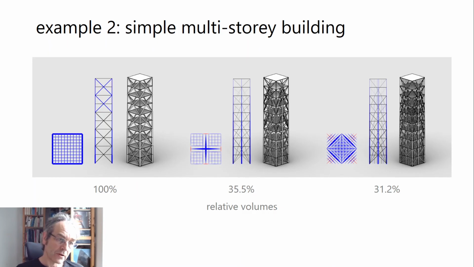Next example, simple multi-story building, and a similar outcome. We can get very, very large reductions in volume if we simultaneously optimize the framing and the locations of beams forming the floor plates in this multi-story building. In this case, the right-hand side structure is around a third of the volume of the one on the left, the more conventional one.